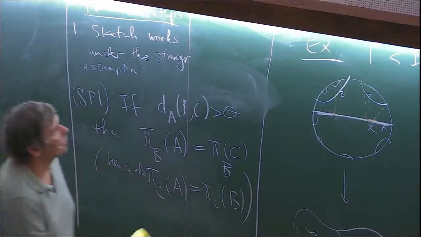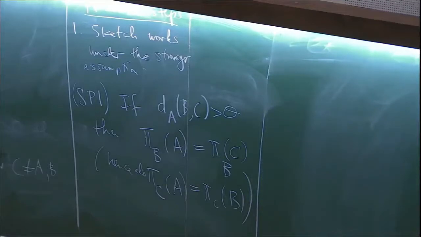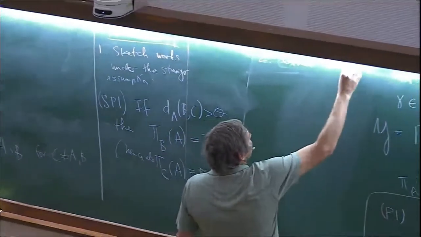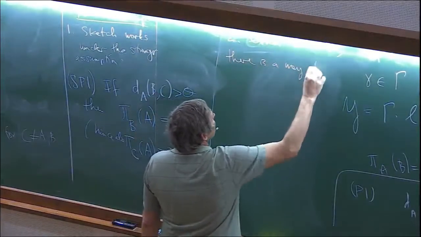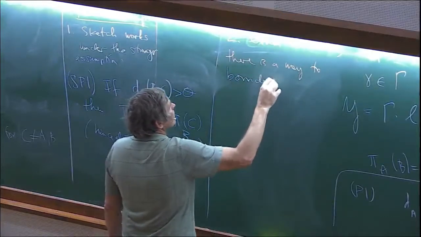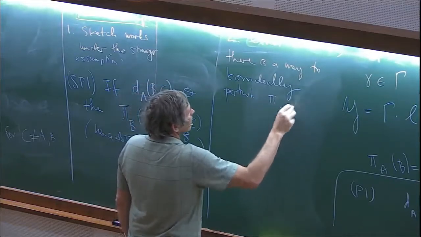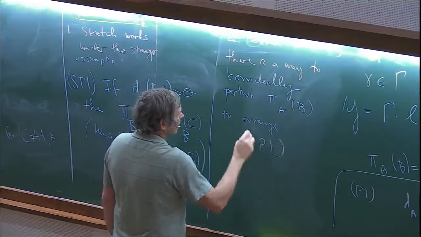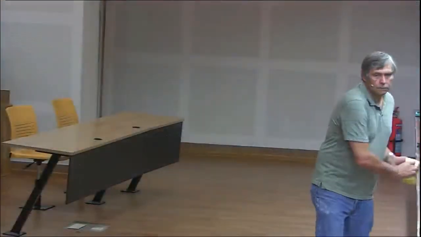And then the second step is to show that, given the original axioms, you can make a perturbation to achieve the stronger axioms. So the second one is that, given P0 to P2, there is a way to boundedly perturb the projections PAB to arrange SP1. Okay, so that's what we do.